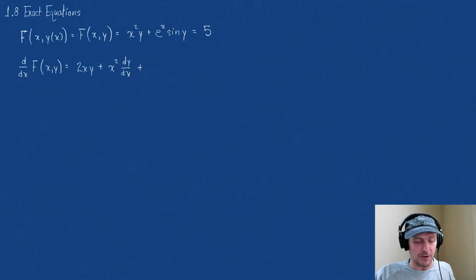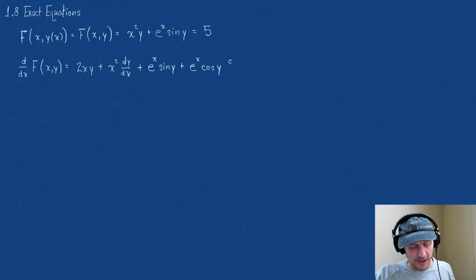Plus, now, oh look, we have another product of functions. So again, we're going to have a product and a chain rule. So we take the derivative of e to the x, that's e to the x, times the second, sine of y, plus, now we take the first, e to the x, times the derivative of the second. Well, that derivative of sine is cosine of y, and then apply the chain rule, so the derivative of y, that's dy dx.